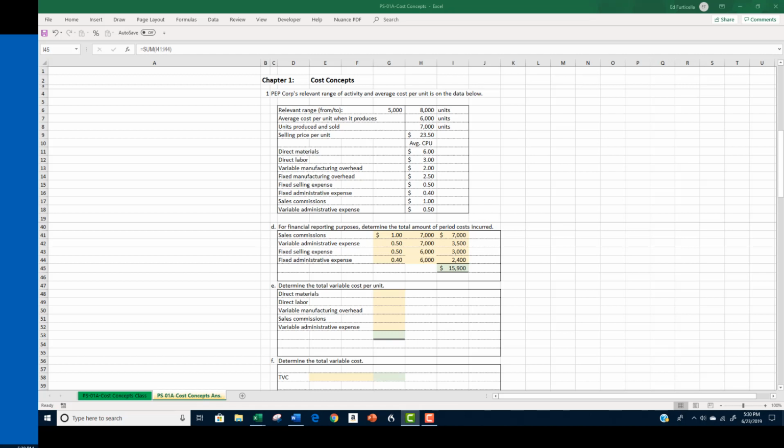Question E asks that we determine total variable cost per unit. The concept here is total variable cost per unit. The per unit amounts for both variable manufacturing costs and variable SG&A are relevant. The selling price and fixed costs are irrelevant. Summing the direct materials of $6, direct labor of $3, variable manufacturing overhead of $2, sales commissions of $1, and variable administrative expenses of 50 cents gives us total variable cost per unit of $12.50.